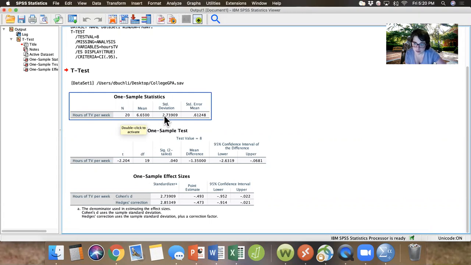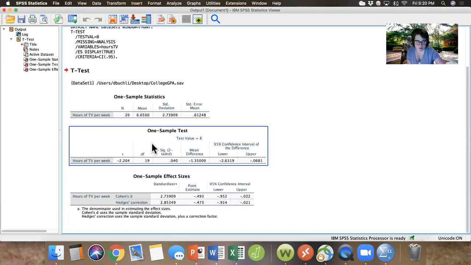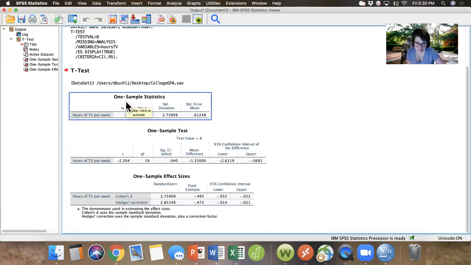We've got our sample standard deviation of 2.73. And then SPSS was kind enough to calculate the standard error for us, right? Which we know goes into the one sample t calculation and tells us the size of difference we would expect between the population and the sample due to random chance alone. Okay, so that's our first table, our one sample statistics.